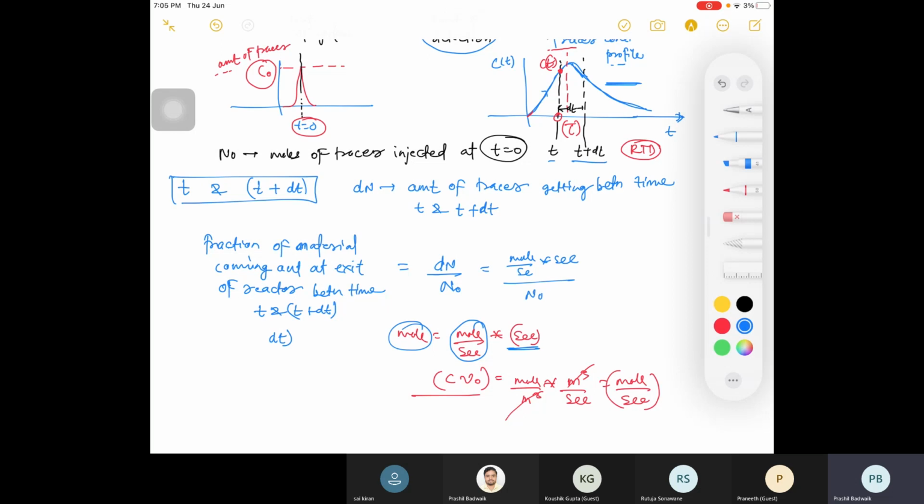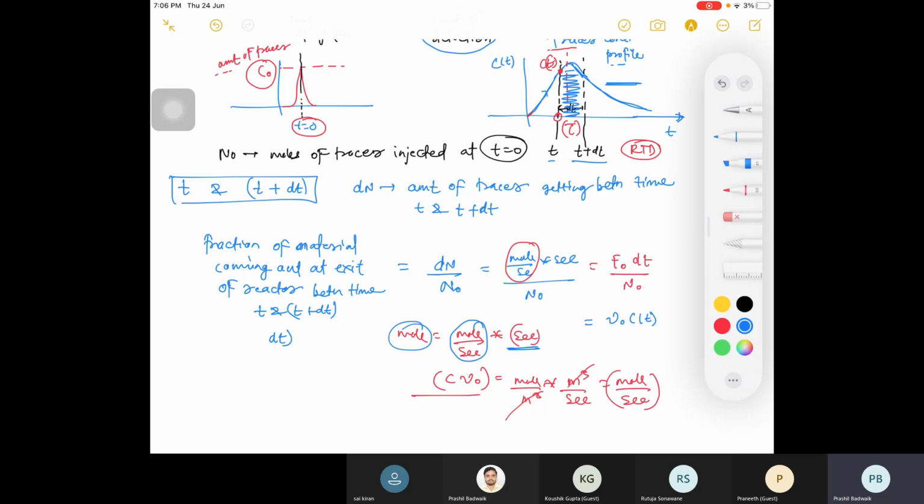And this is your n naught. So this is basically your molar flow rate into your time. The molar flow rate is at what rate it is coming, suppose f naught, and your time is dt, divided by n naught. And what is your molar flow rate in terms of concentration and volumetric flow rate? That is your nu naught into concentration at time t. This is the average concentration I am saying here. In this dt time your average concentration is your ct, right?